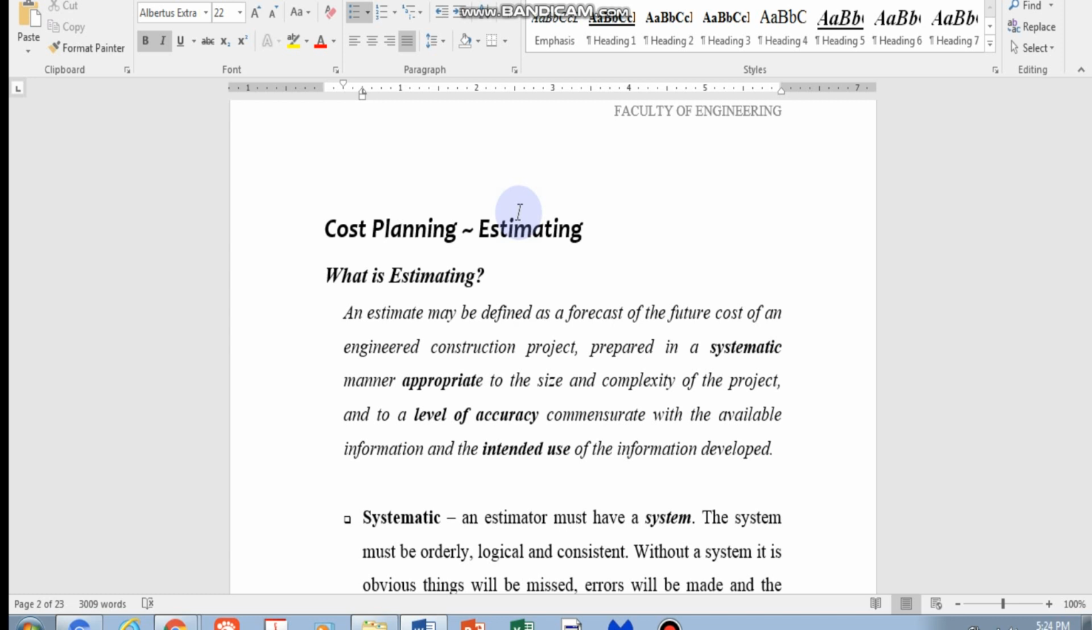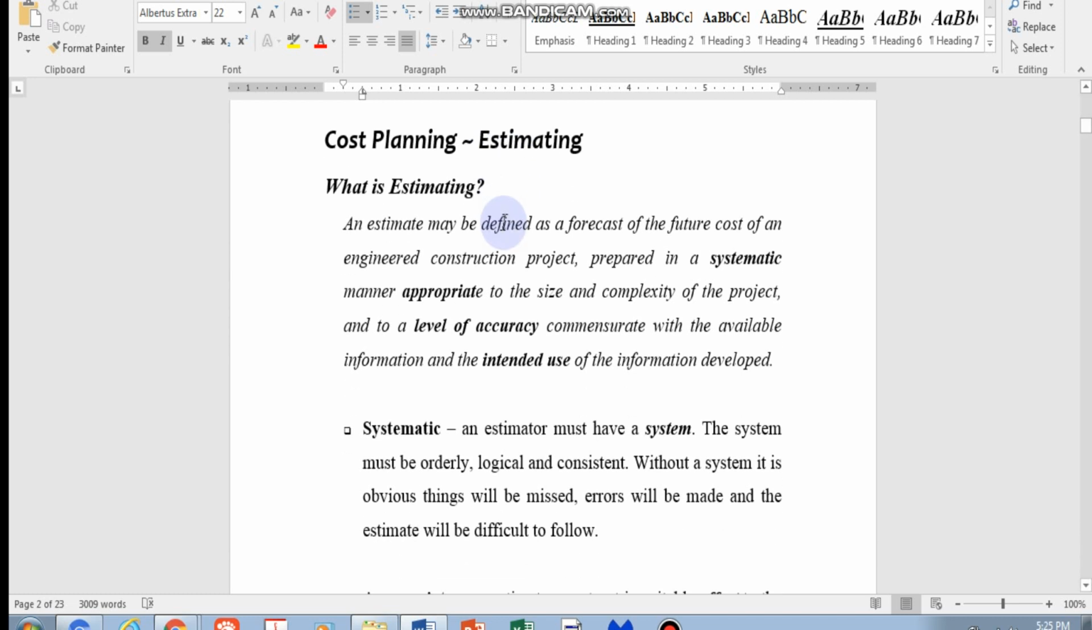So in that particular section, all these words are very critical. All estimators must have a system. If you don't have a system, you are not going to come up with a very good way of working. If you don't have a particular system, there will be obvious things that you'll be missing, and there will be errors that you may make. It's very difficult to follow those sorts of estimates if they are very unruly, inconsistent, and illogical.